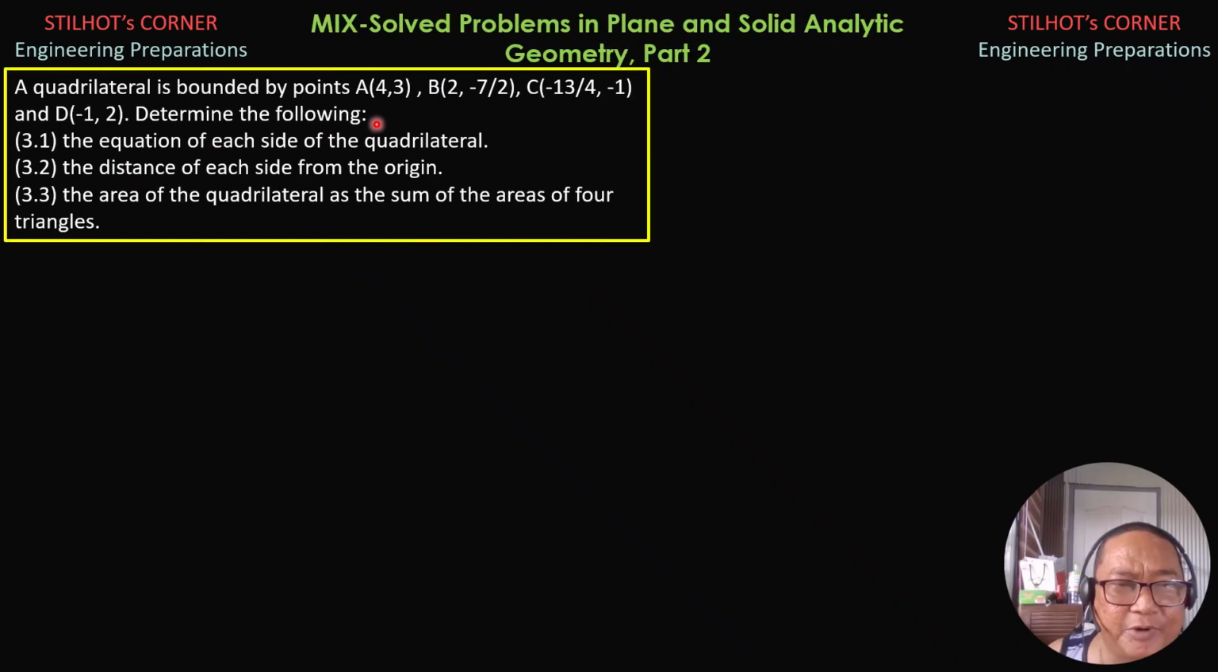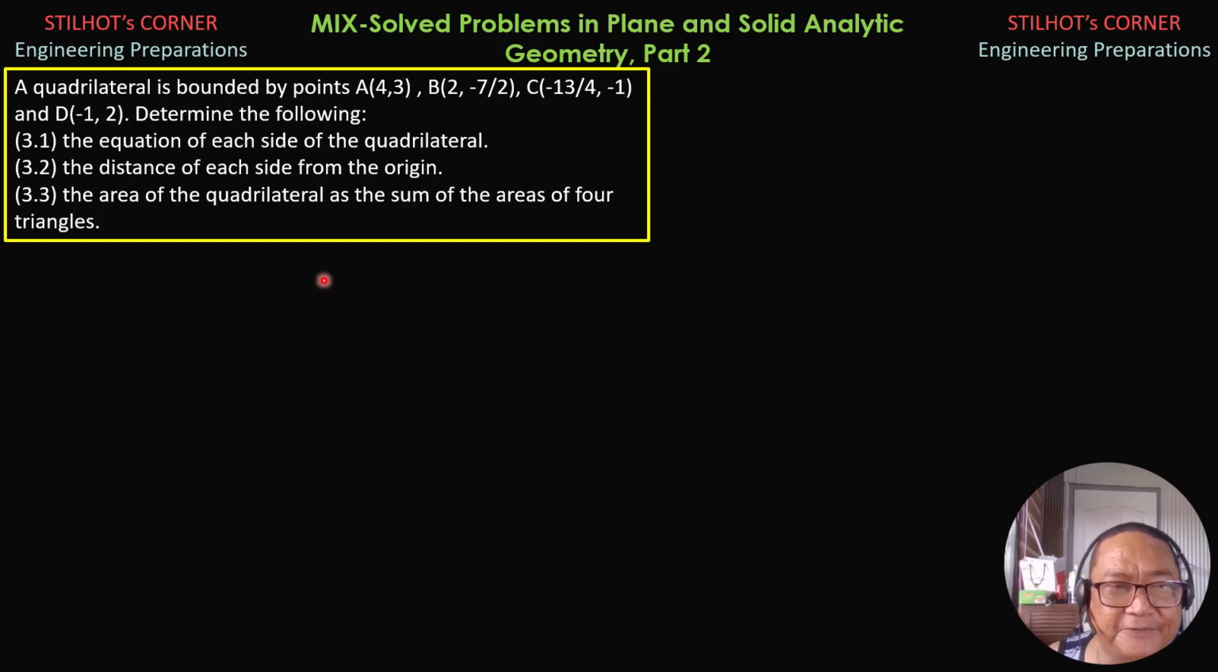Quadrilateral ABCD is bounded by points A(4, 3), B(2, -7/2), C(-13/4, -1), and D(-1, 2). Determine the following: the equation of each side of the quadrilateral, the distance of each side from the origin, and the area of the quadrilateral as the sum of the areas of four triangles, because there are four sides. So we use 1/2 base times height, where the height would be the answers to 3.2, the distance of each side from the origin, because that's the perpendicular distance from the side to the origin.